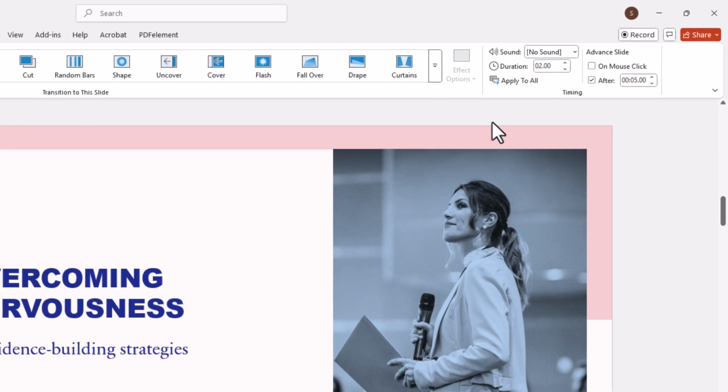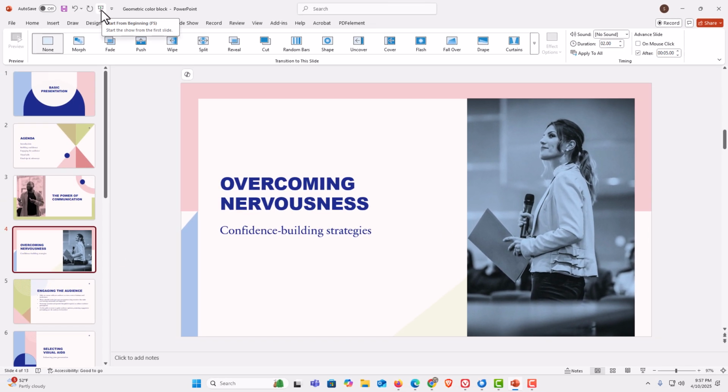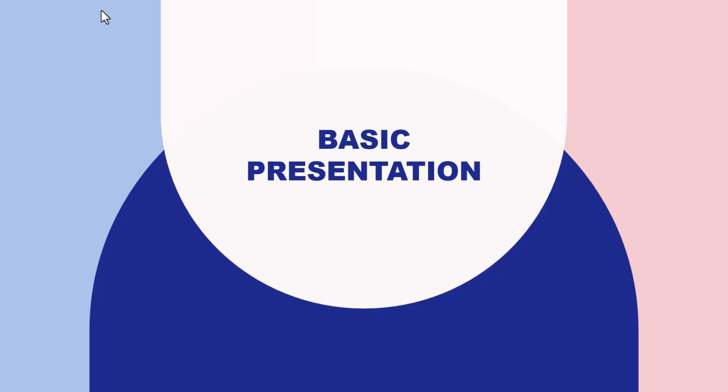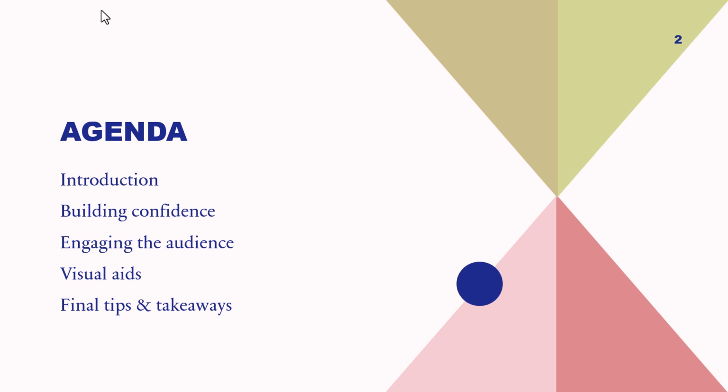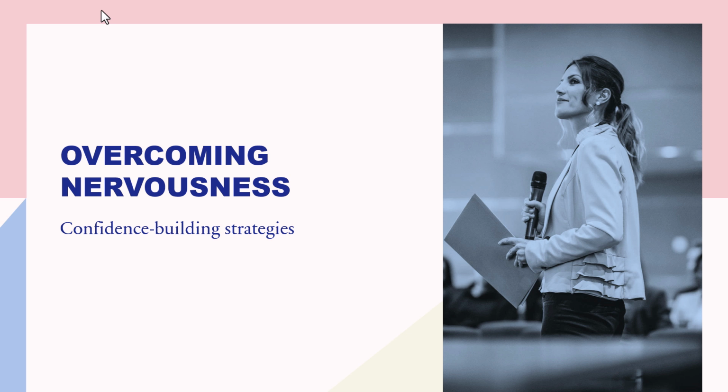Now when I go up to the top up here and I play my slideshow from the beginning, each one will last for 3 seconds, except for the fourth one will last for 5 seconds. That is how to set the timing for your slideshow presentation in PowerPoint.